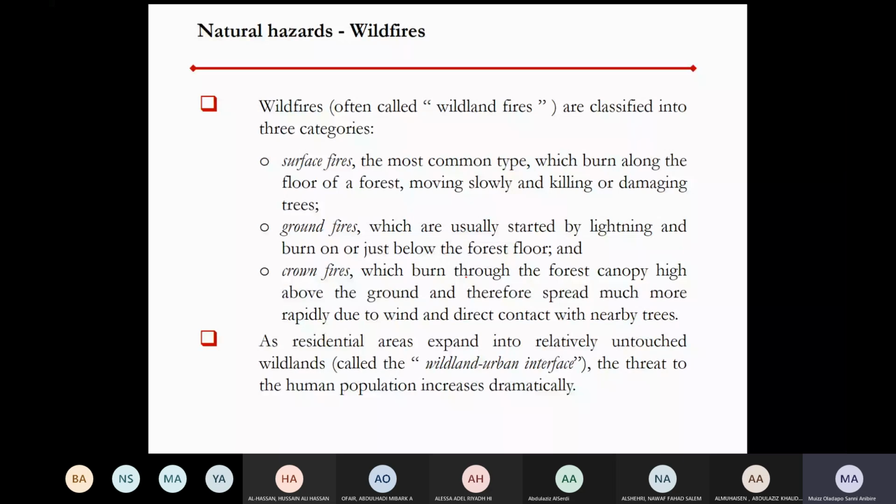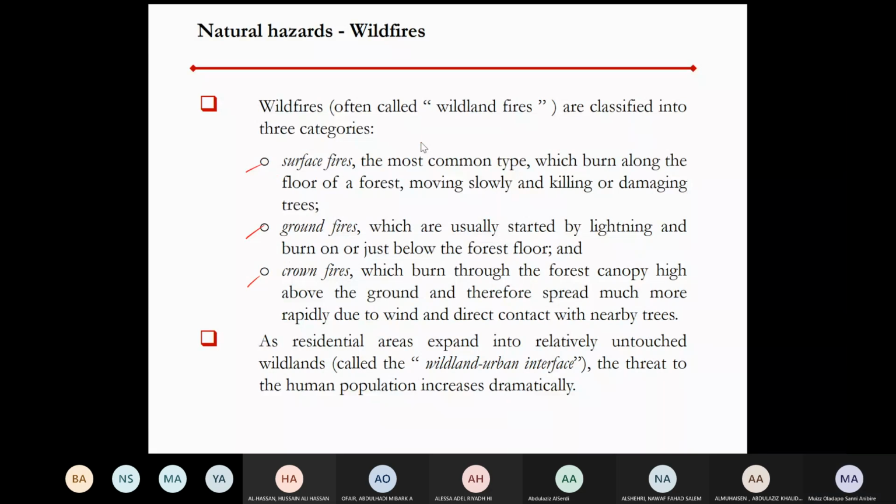Okay. Next, we have what we call wildfires. Now, wildfires or wildland fires can be categorized into three types. We have surface fires, ground fires, and crown fires. Now, what are surface fires? When you go into the forest, if any of you has been to the forest, and you step on the ground, you see that there are shrubs, leaves, and broken branches of trees on the forest floor.